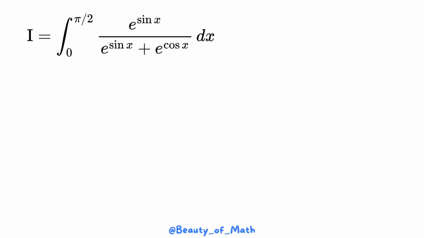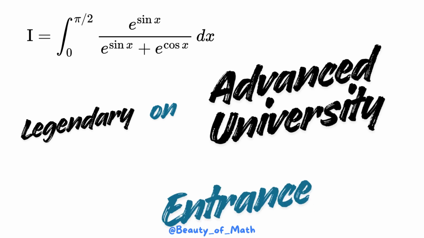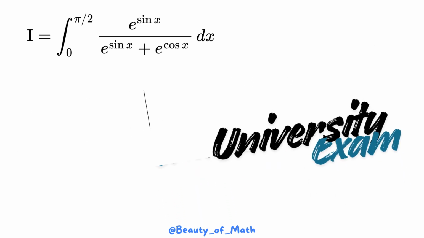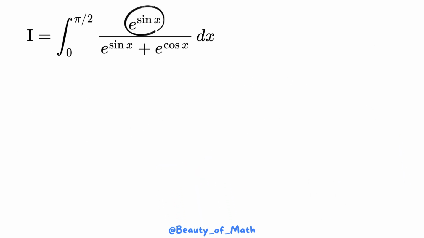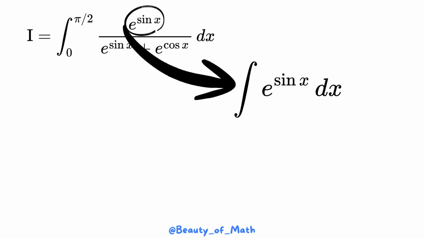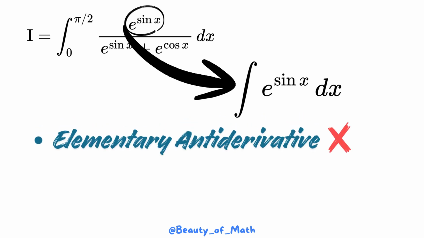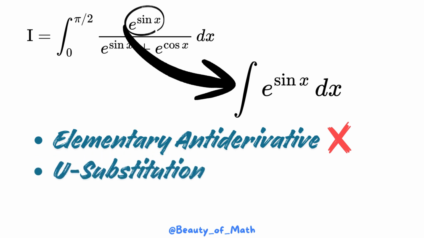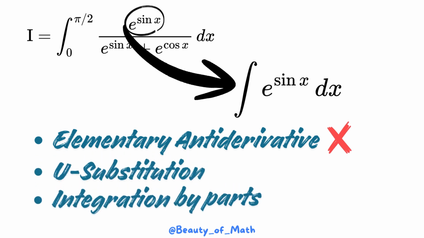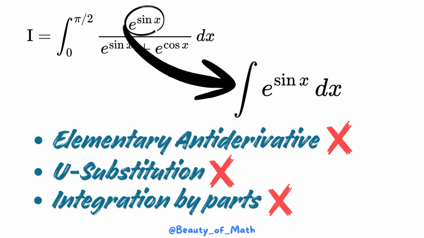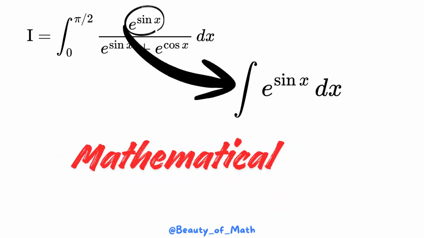If you try to approach this using standard integration techniques, you will quickly see why this problem is legendary on advanced university entrance exams. Think about that numerator, e to the power of sine x. There is no standard, clean, elementary antiderivative for this term on its own. If you try a regular u substitution, or if you attempt integration by parts, the expression will spin completely out of control, getting larger and more complicated with every single step. It looks like a mathematical trap.